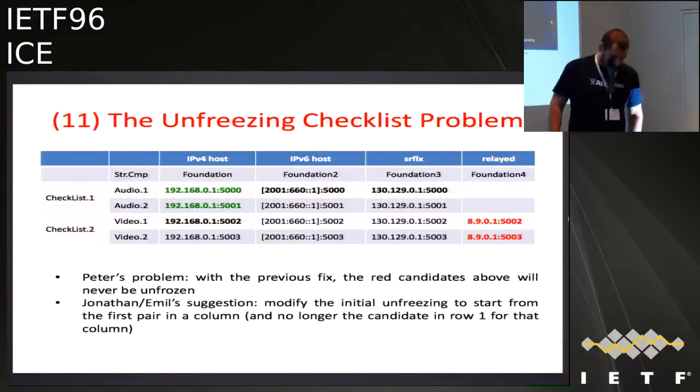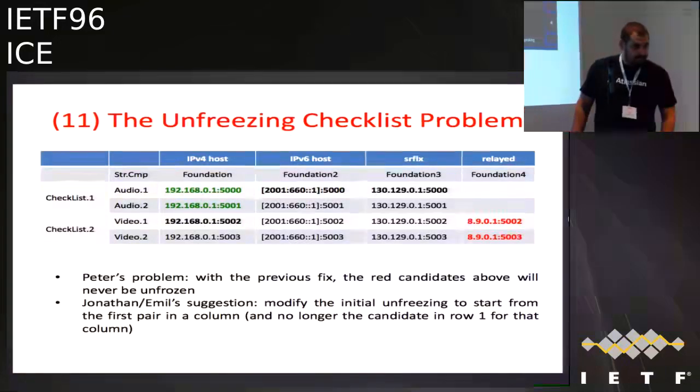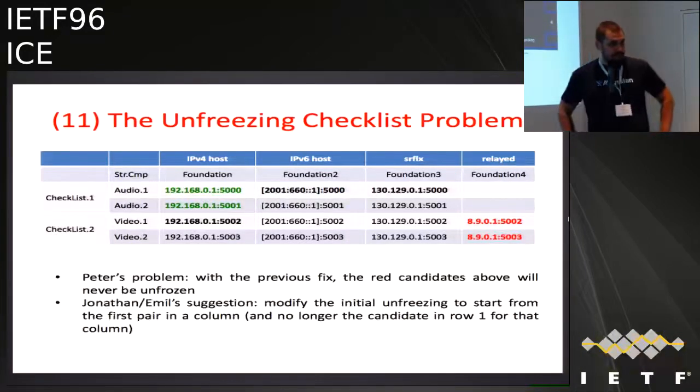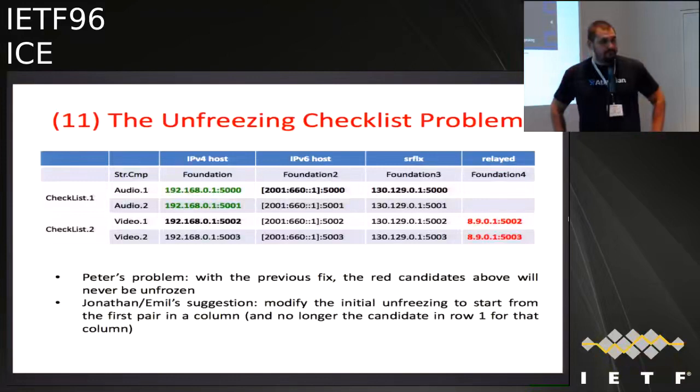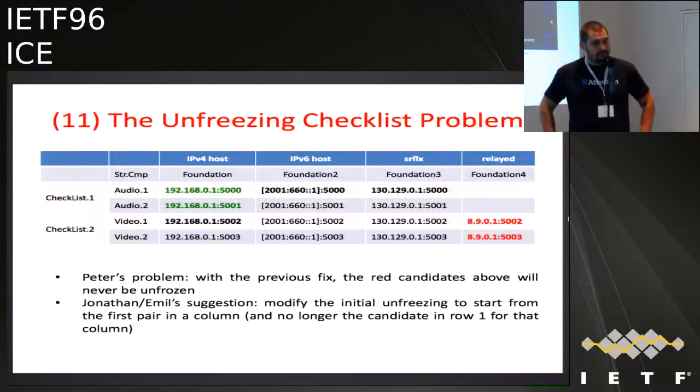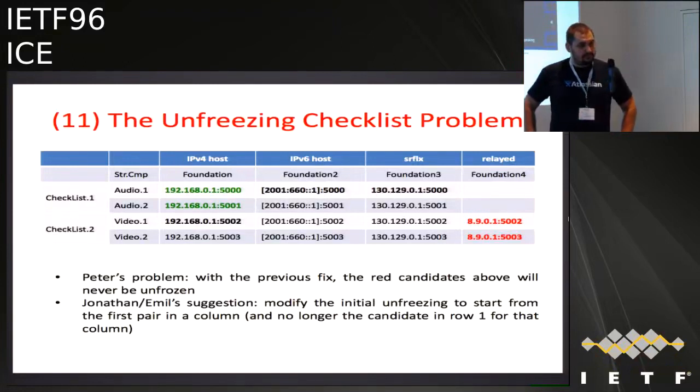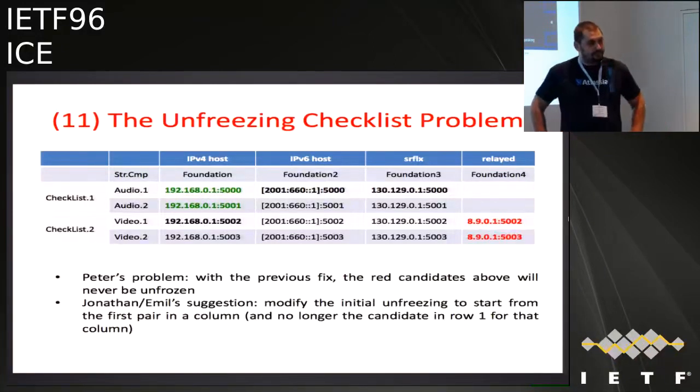So, Jonathan, the problem is that, yes, it says that, but it says if the checklist for a row is empty, not the checklist for the whole session is empty. So the specific details of the bug as it is: you unfreeze, say, the video 192.168 address. Now the video 1 checklist is empty. So what 5245 says is now you start unfreezing other things in video 1, even though the other checklists are still running. Which is clearly not what we want.